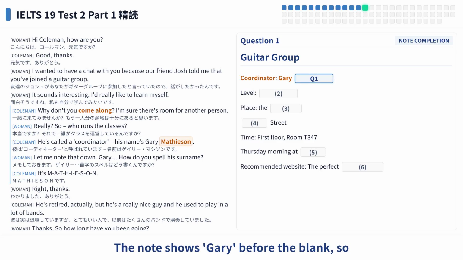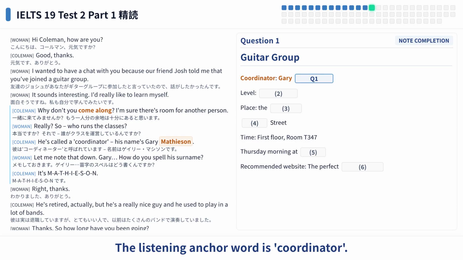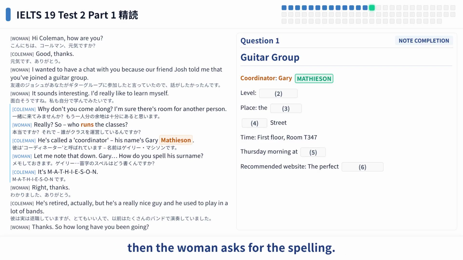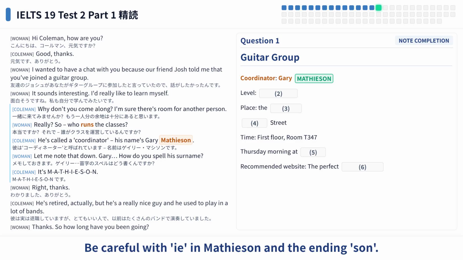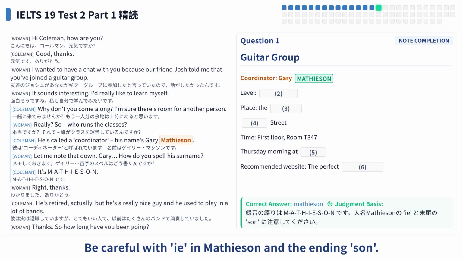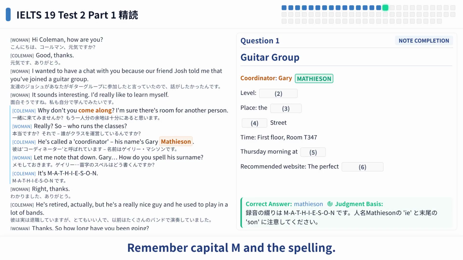The note shows Gary before the blank, so we need a surname. The recording will first say the full name, then spell it. The listening anchor word is coordinator. Coleman says the name is Gary Mathieson, then the woman asks for the spelling. The recording spells Mathieson. Be careful with E in Mathieson and the ending son. The answer is Mathieson. Remember capital M and the spelling.